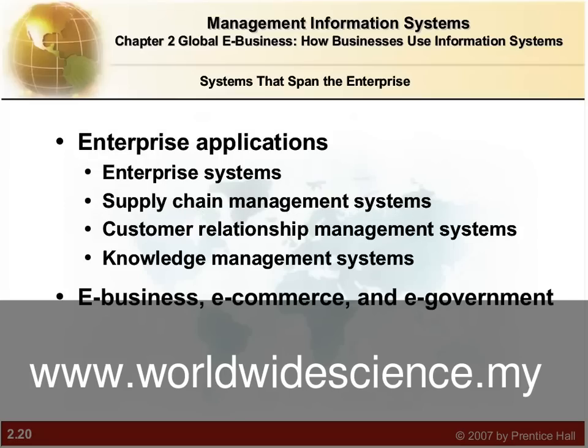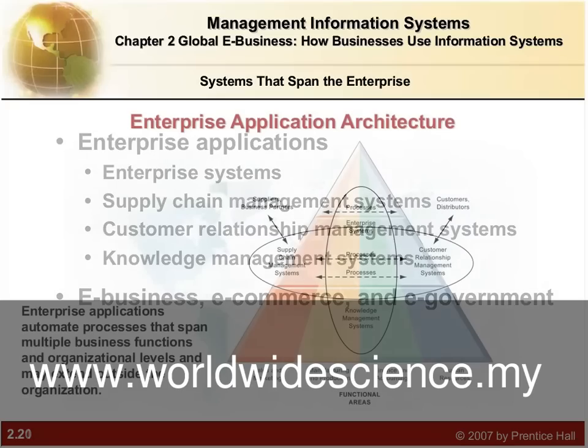Outside the organization, we talk about supply chain management that helps the organization have a better relationship with their suppliers, and customer relationship management systems that help the organization have a better relationship with their customers. We have knowledge management systems here. We have enterprise systems here, and different kinds of processes between these systems.